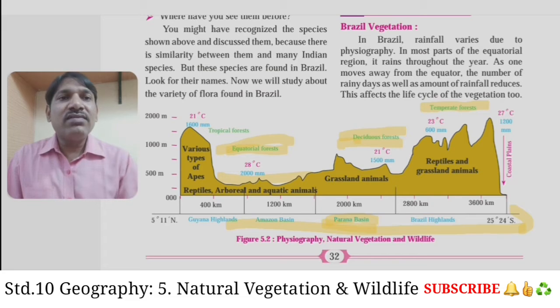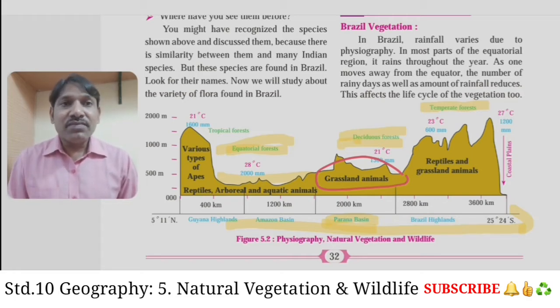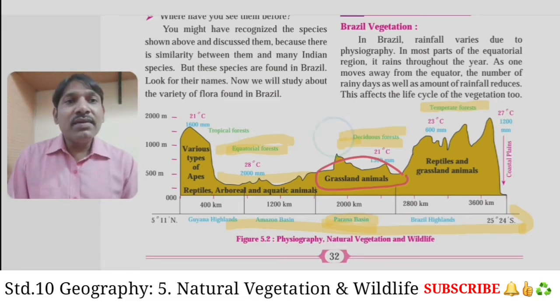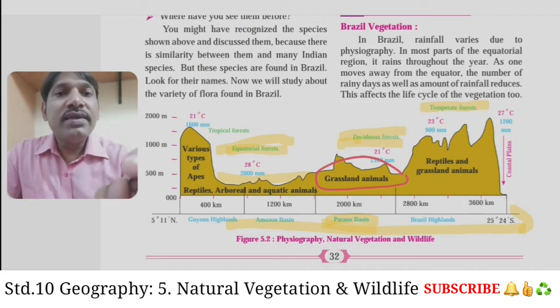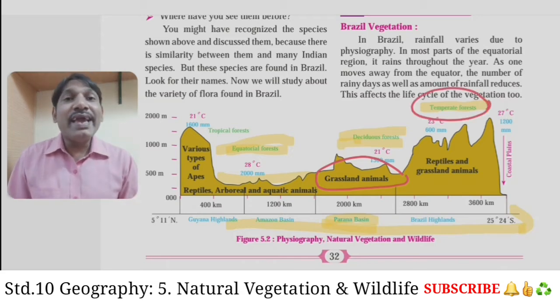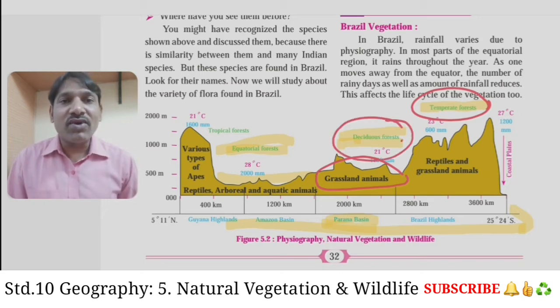Yes. And what kind of trees do we find here? Most of the time we see grassland or different kinds of grasses in the Paraná region or Paraná basin. Okay students, then again when we move towards the south of Brazil after the Paraná basin, we can see the Brazilian highlands. Here we have the temperate forests, temperate or arid we can say. Students, these deciduous forests are semi-arid forests.